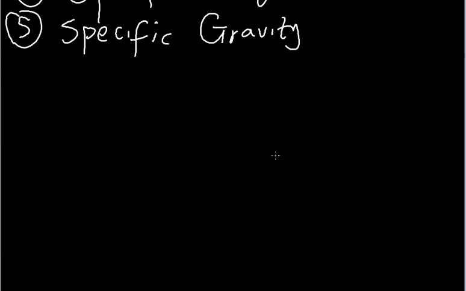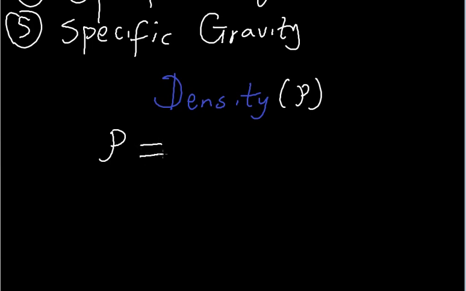So let's start with density, with the symbol rho. I believe that you already know the definition of density. The density of a fluid is defined as the mass per unit volume of this fluid. By SI unit, density of a fluid is measured in kilogram per meter cubed.